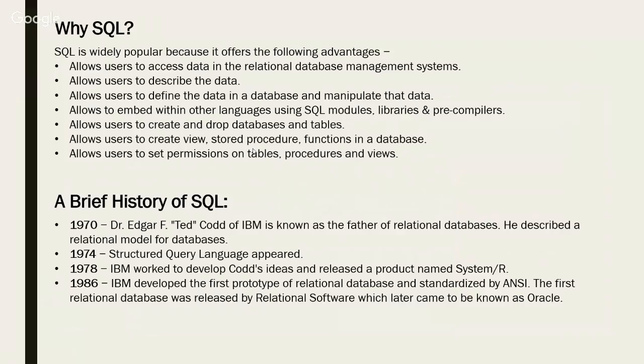Now, talking about a brief history of SQL, Dr. Edgar F. Codd of IBM is known as the father of the relational database. He described RDBMS in 1970. Then in 1974, Structured Query Language appeared. In 1978, IBM worked to develop Codd's ideas and released a product named System R. And in 1986, IBM developed its first prototype of a relational database, standardized by ANSI. The first relational database was released by Relational Software, which later came to be known as Oracle.